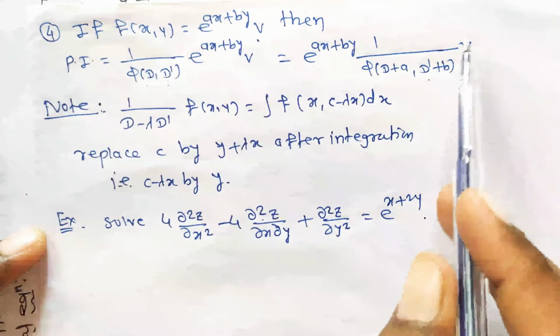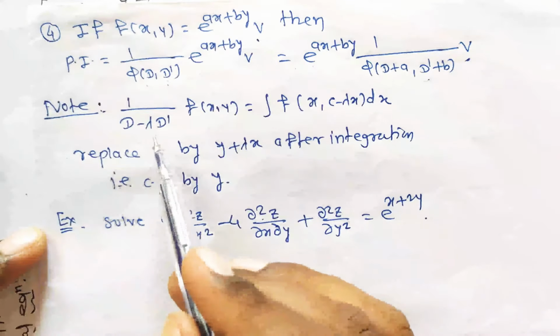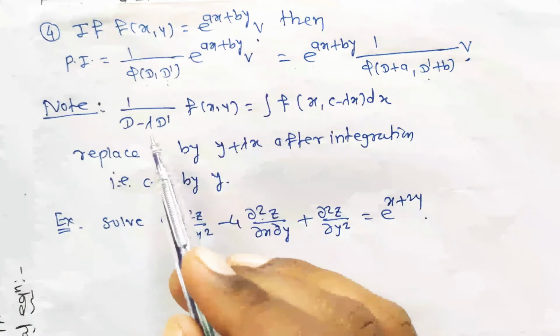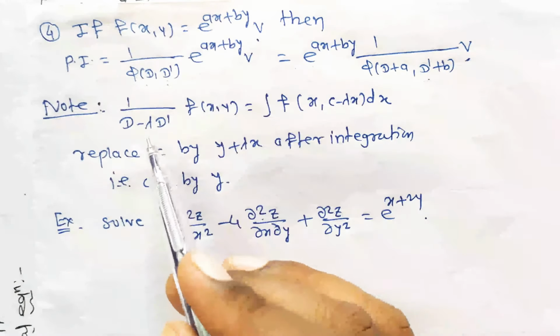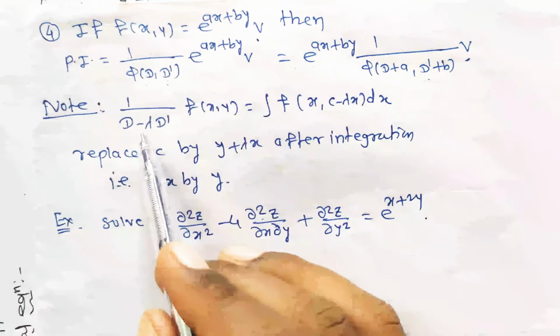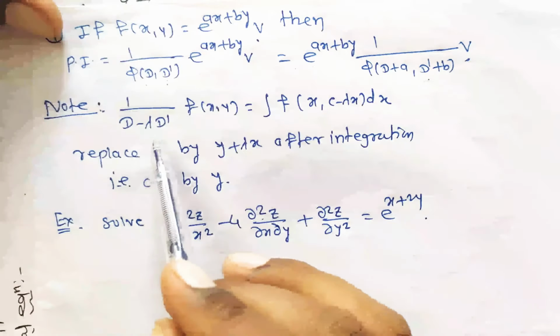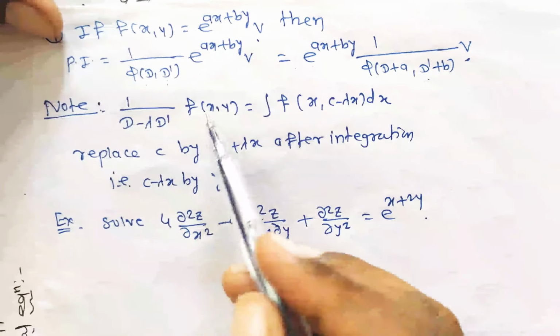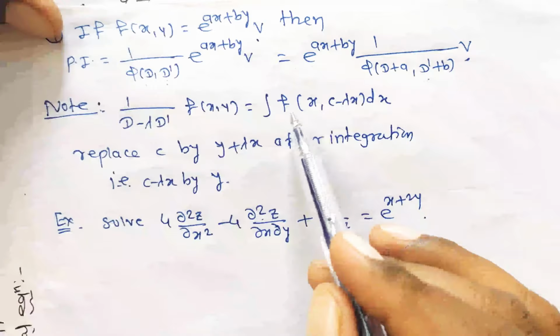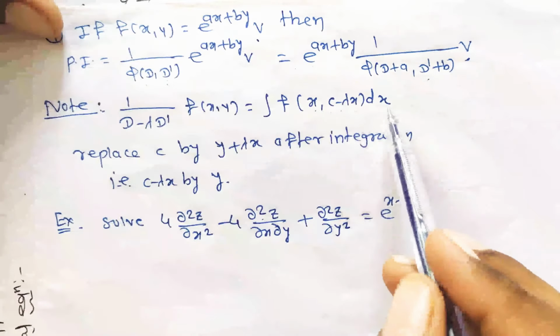Yeah, okay, and then proceed, that depends on v. And one formula is the general formula, meaning if these four formulas are not applicable, then try to use this. That is, we can write PI is equal to 1 upon D minus lambda D dash of f of x, y, which is equal to the integration of f of x, c minus lambda x into dx.